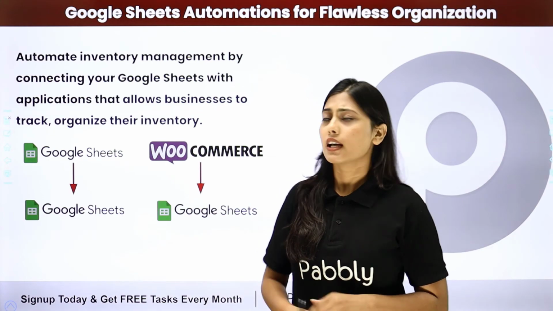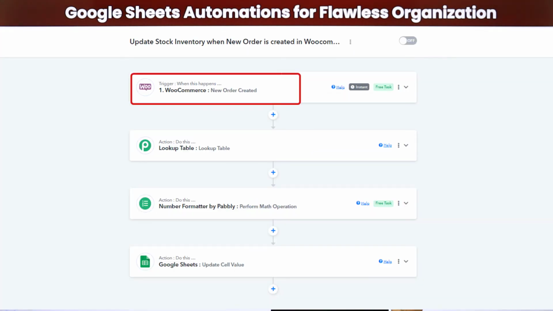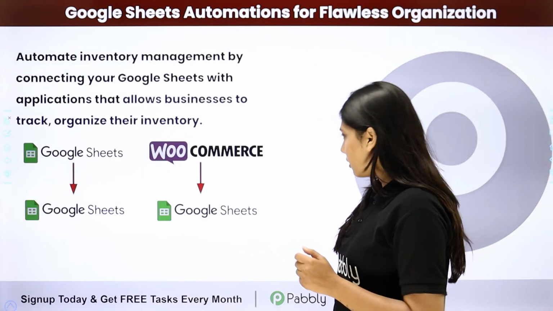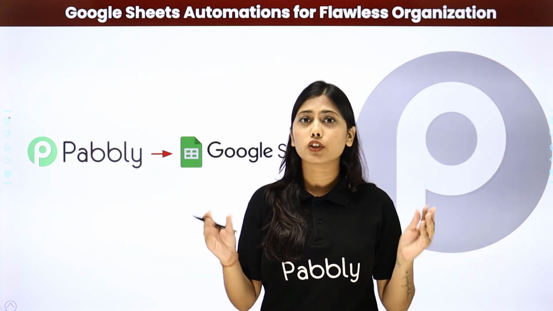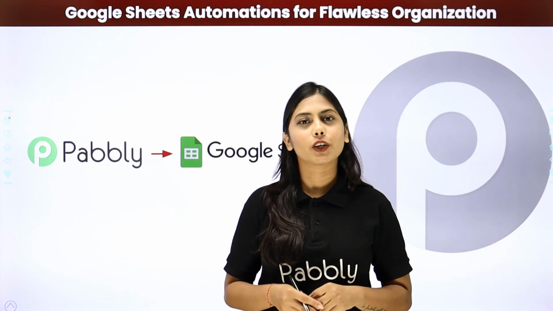Then what you can do is, like you have an e-commerce store like WooCommerce, and every time an order is placed, then for that specific product, the stock unit will be automatically updated in this spreadsheet that you have integrated in this automation. So in this way, Pabbly Connect offers you a wide range of integrations so that you can explore all the available options and tailor your automations as per your requirement.